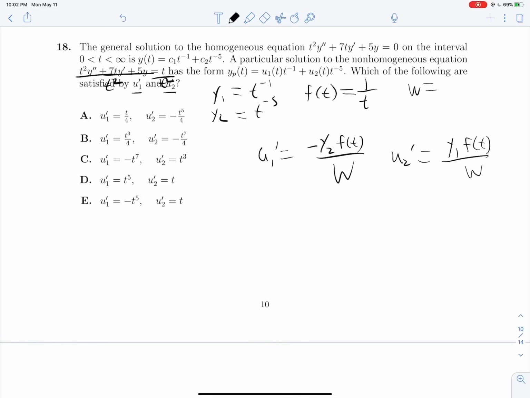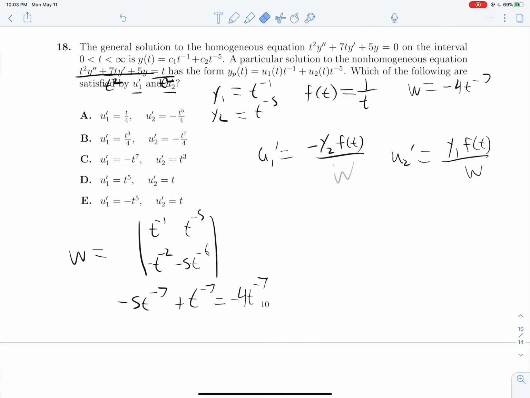Now finally, our Wronskian is the determinant of the matrix formed by our fundamental solutions, t to the negative first, t to the negative fifth, and their first derivatives. So negative t to the negative 2 and negative 5t to the negative 6. This gives us negative 5t to the negative 7 plus t to the negative 7. That's negative 4t to the negative 7.